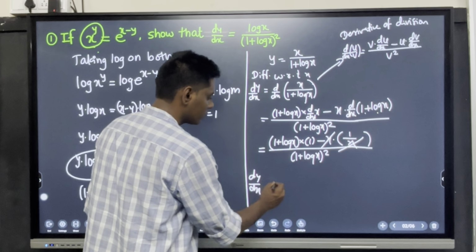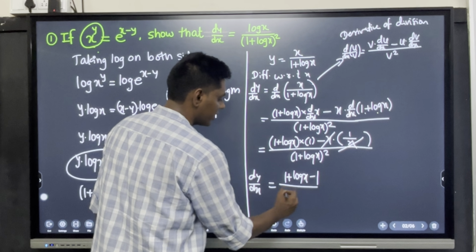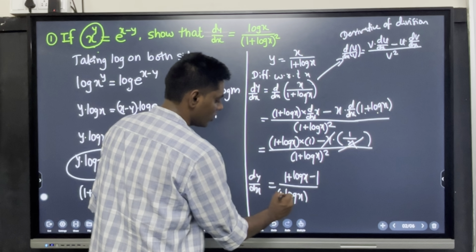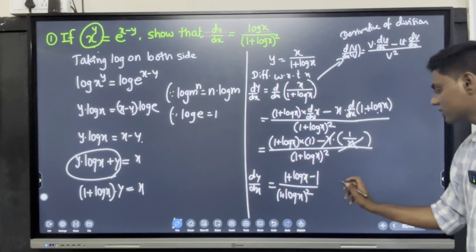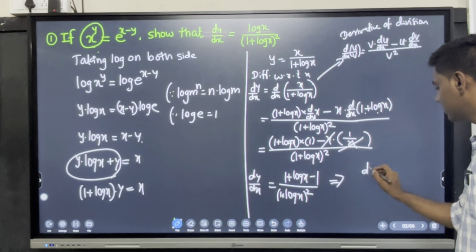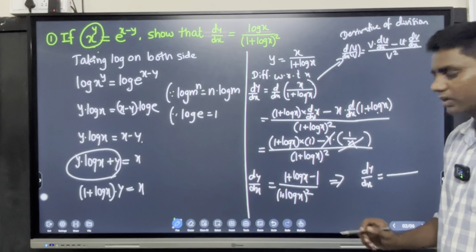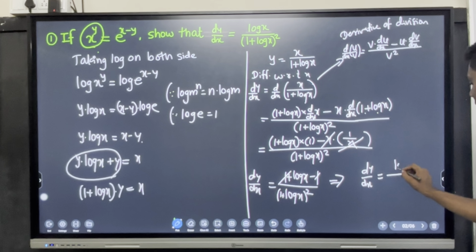And we get the answer dy by dx equal to 1 plus log x minus 1 divided by (1 plus log x) bracket square. And final answer is dy by dx equal to, simple है, plus 1 and minus 1 cancel, so log x divided by (1 plus log of x) bracket square.